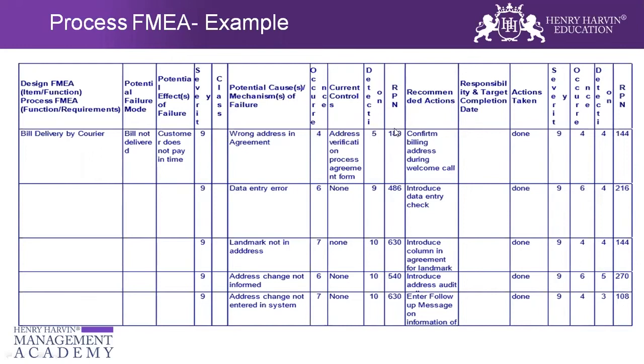So which means it's greater than 100. So I will have a recommended action against it. In this example, I'll confirm the billing address during the welcome call, which means I'll give a call to the customer once the order is being delivered, and will confirm his address once again.